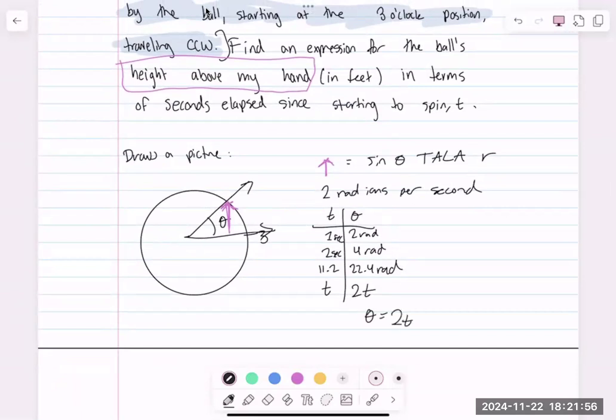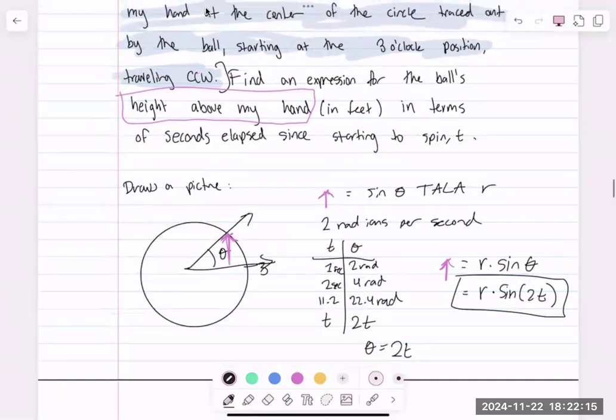Now we have an angle. We can plug that into sine. So this pink arrow right here, the length of this pink arrow is given by r times sine of theta. And our angle is going to be given by 2t. And this is our formula for the height in terms of time.